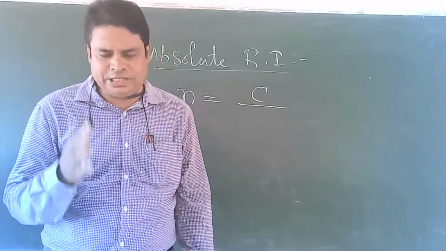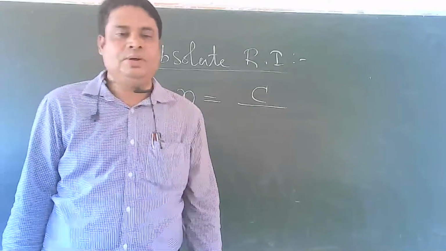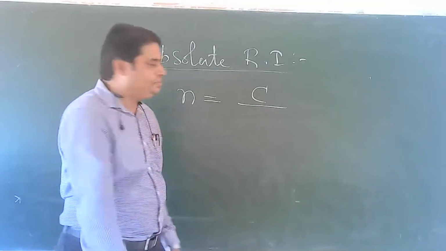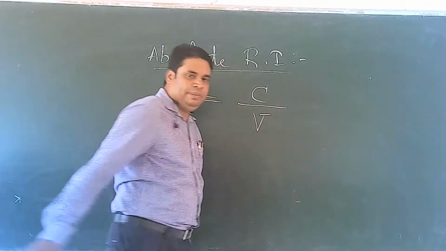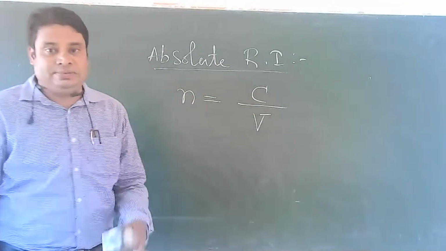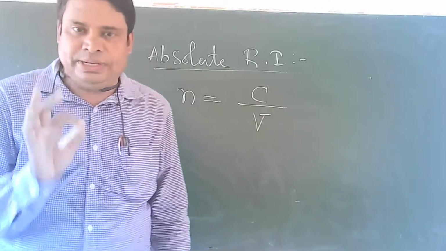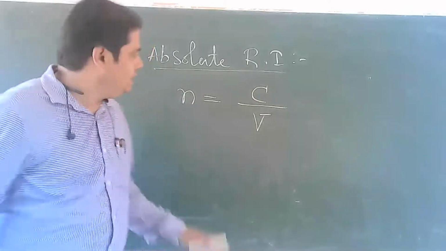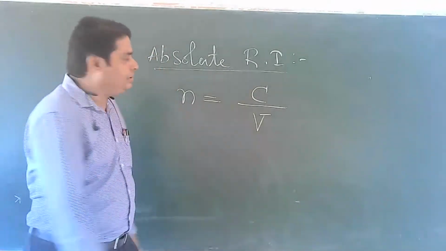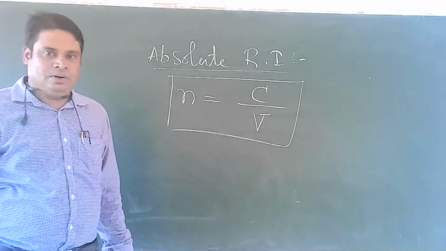This is the highest possible speed attainable in nature, a limiting value of nature. Correct? It is a ratio of the velocity of light in air or vacuum, represented by c only, to the velocity of light in a given medium. It's called absolute refractive index. Please remember this.